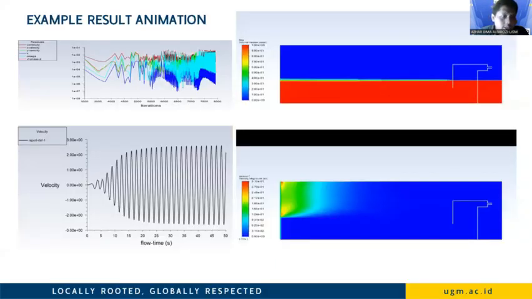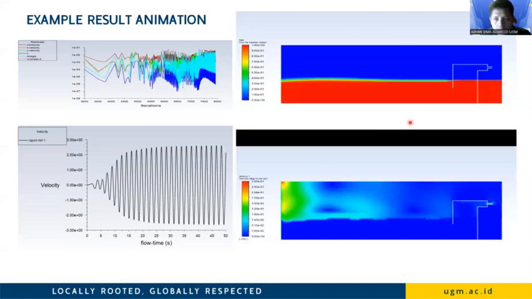Then this is an example result of the animation. We looked at this zone. This is the residual graphic, this is the velocity graph, and this is the animation.